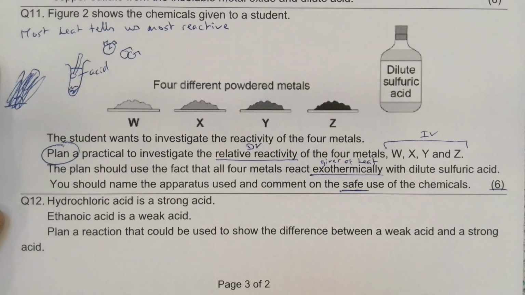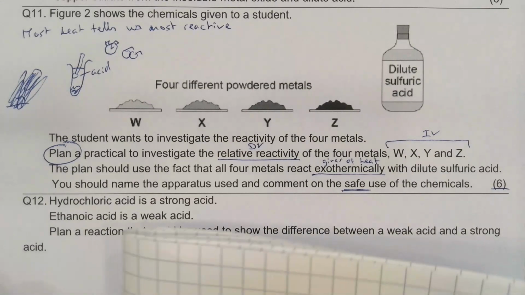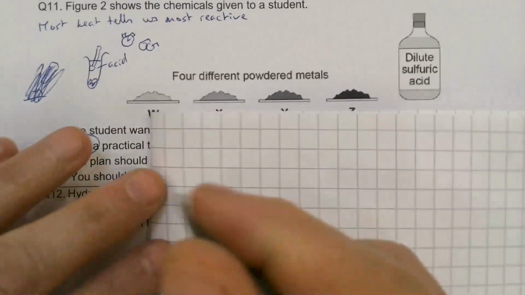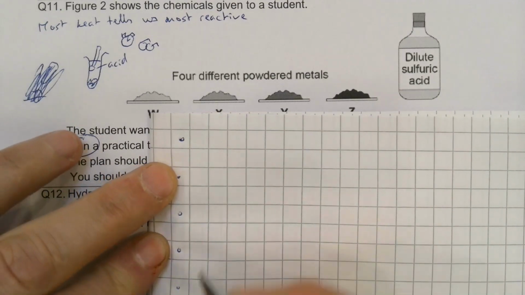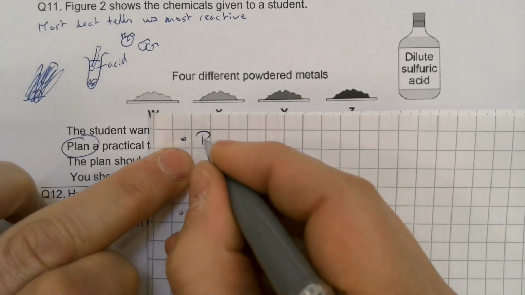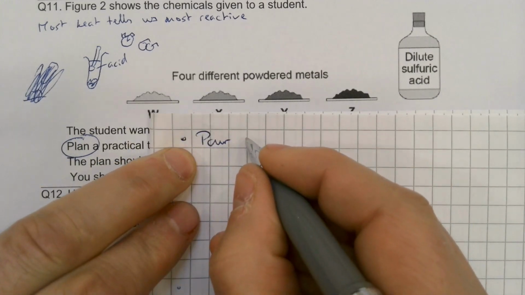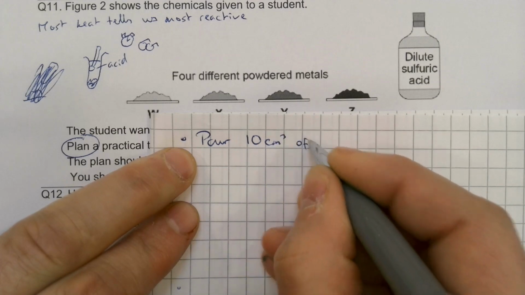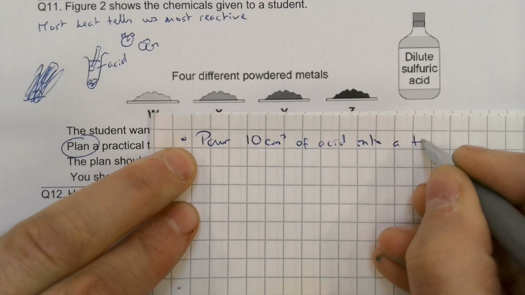Okay, and that's pretty much it, 6 marks. Nice and easy. I'm going to repeat it, and I might repeat it a few times to get an average. So let's see how we'd write this down. So I've got 6 bullet points, 1, 2, 3, 4, 5, 6 for this. So the amount of acid is important. So pour 10 centimeters cubed of acid into a test tube.